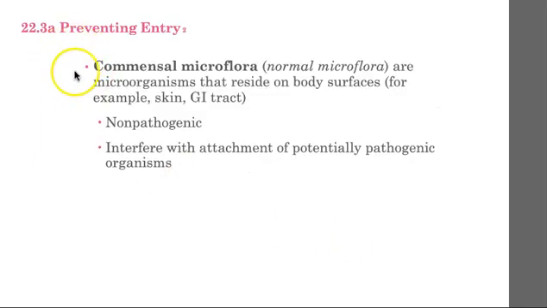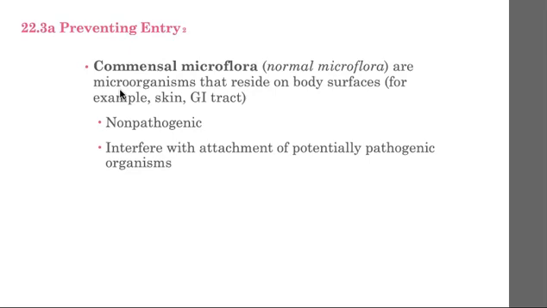And then we have the mechanism that would still fall within our first line of defense, which is commensal microflora. This is known as our normal microflora and will consist of microorganisms that reside on our body surfaces, for example, our skin or our GI tract. At first, some may be thinking, do we really want microbes within our body? But these are non-pathogenic. The reason we call them commensal microflora is because commensalism means that there's a neutral relationship between two organisms where neither is going to benefit from the other, or it's not going to cause any harm.